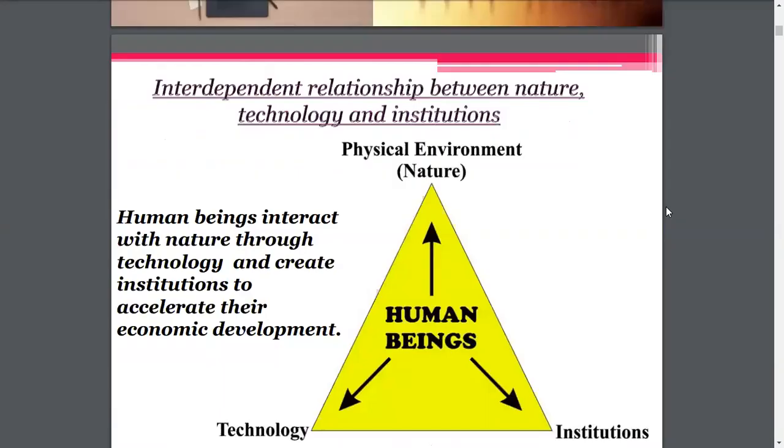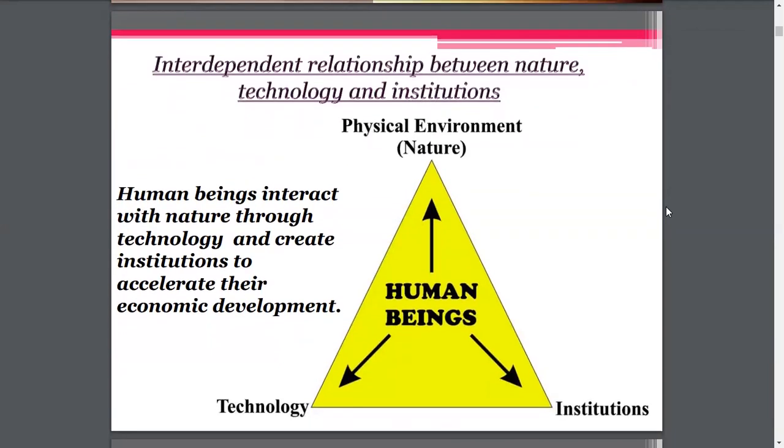So now see here, the interdependent relationship between nature, technology, and institution. What is the interdependent relationship between these three things with us, with human beings? How are these three things interrelated? Human beings interact with nature through technology and create institutions to accelerate their economic development. You can understand it from this diagram, how human beings are at the center and how we are using our physical environment, how we are using nature. We are using technology to use our nature, and with that technology and nature, we are creating different institutions which are accelerating our economic development. So we all are interdependent. We all have a relationship with each other.